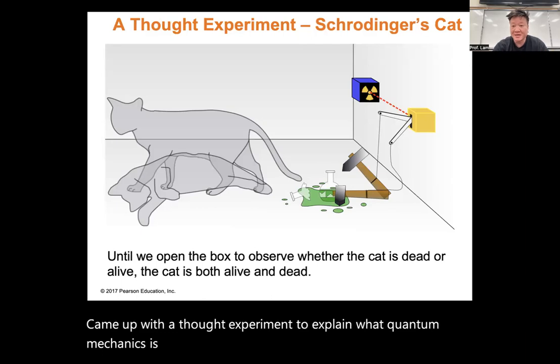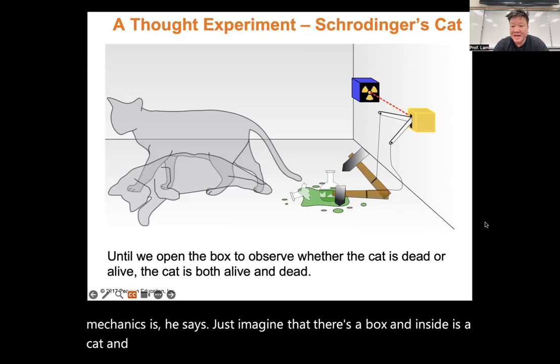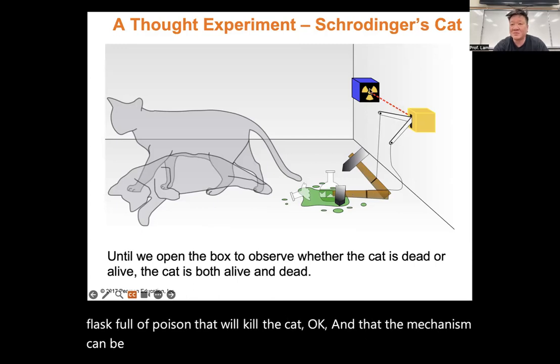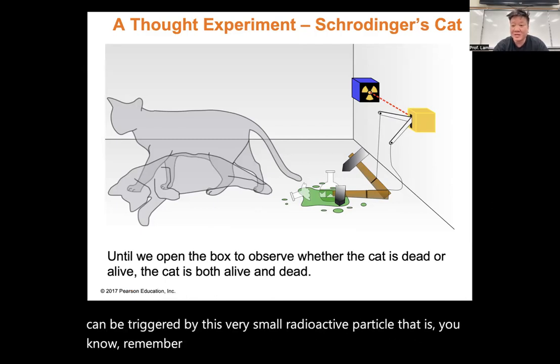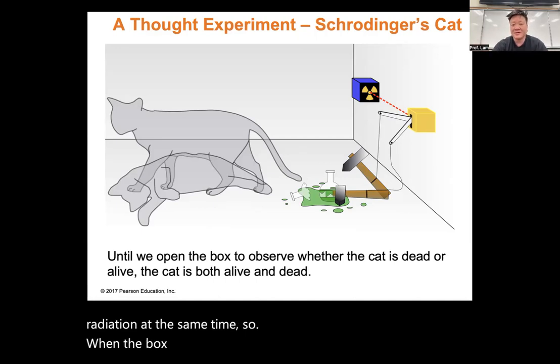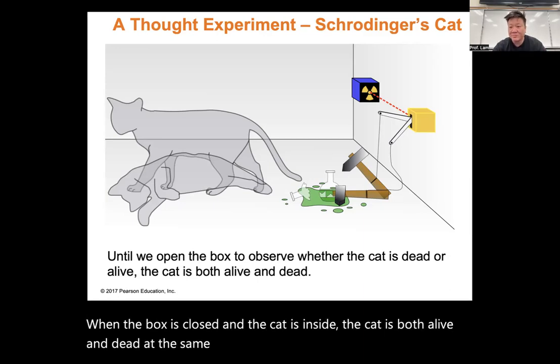He says, just imagine that there's a box and inside is a cat. And also this mechanism that if it is triggered, it will break a flask full of poison that will kill the cat. Okay. And that the mechanism can be triggered by this very small radioactive particle that is, remember, both emitting radiation and not emitting radiation at the same time. So when the box is closed and the cat is inside, the cat is both alive and dead at the same time if you keep the doors closed.